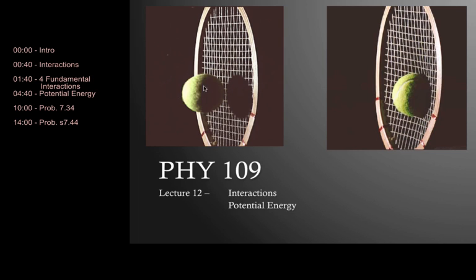Here we have a tennis ball and a racket. Let's just assume that the racket is not moving, or that we're in the reference frame of the racket. And this tennis ball is moving towards the racket with some speed. After some time, the two collide, and the tennis ball is not moving in relation to the racket.